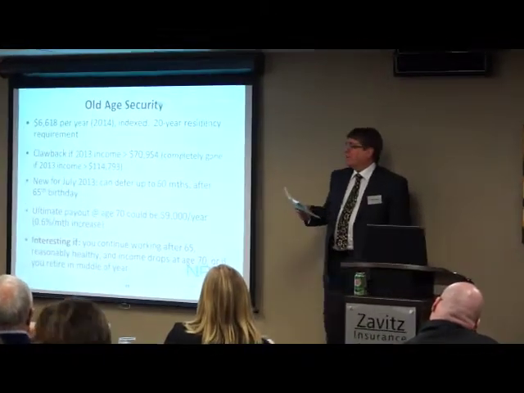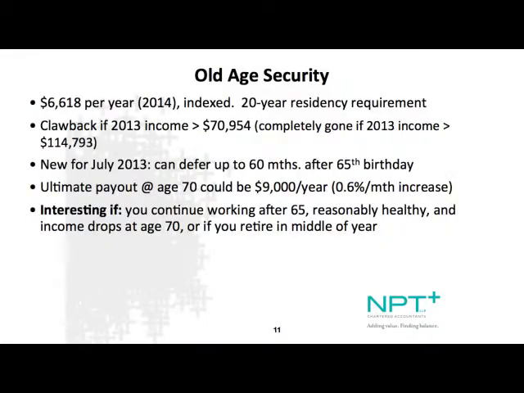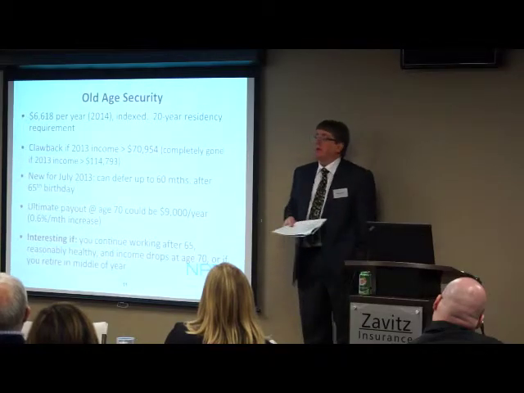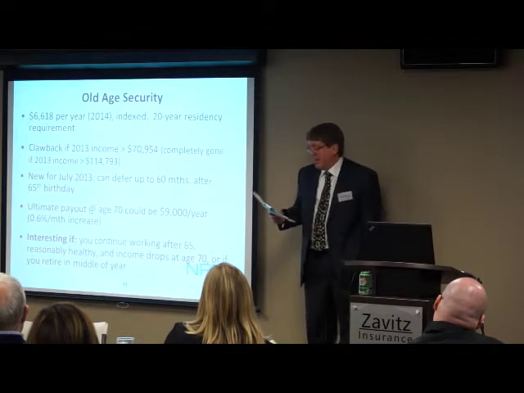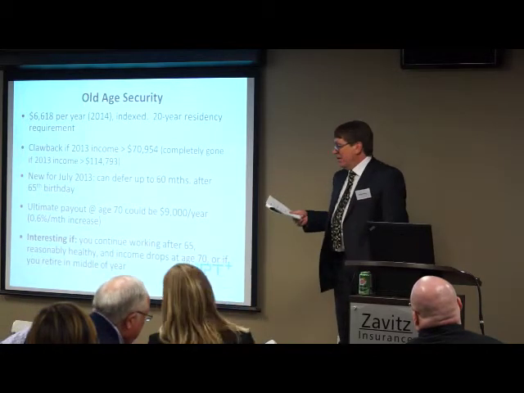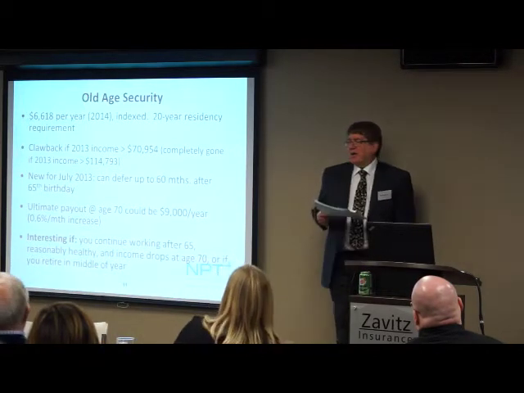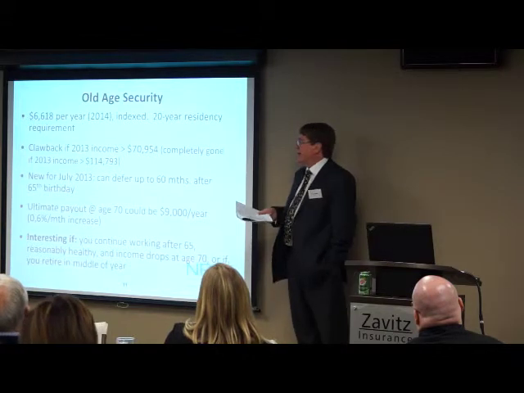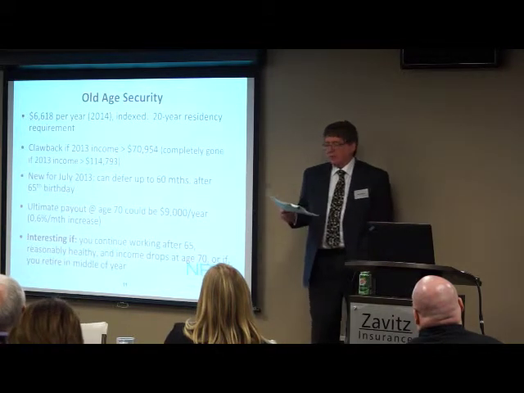So just a quick summary as to what it is. It's about $6,600 a year. It's indexed. And there's a 20-year residency requirement. So you have to have lived in Canada for 20 years or it gets prorated down. It's clawed back once your income exceeds $70,000, and it's all gone by the time your income's $114,000. In other words, you don't get any. And that's been around for 15 years or so. There's been an awful lot written in the papers about how to avoid clawback, and I think a lot of it is pretty short-term thinking.